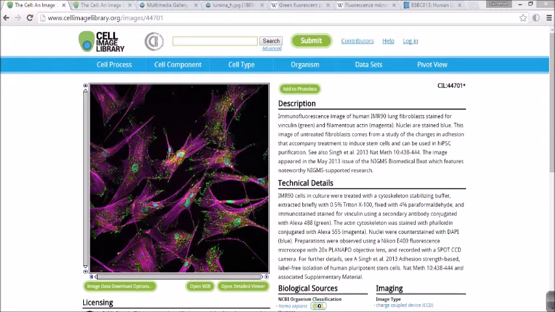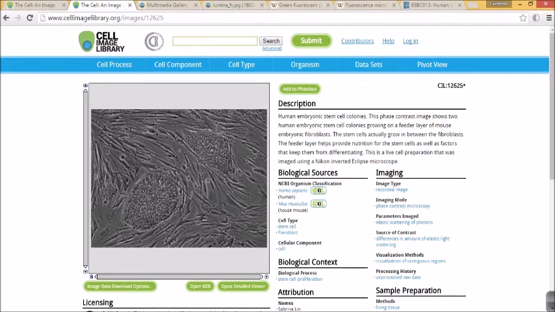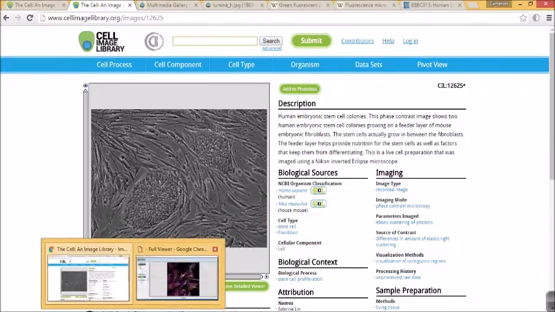Compare this vivid image to this relatively bland image. This image represents mammalian fibroblasts without fluorescence. The cells are similar, but the microscopic technology makes a big difference in the image.